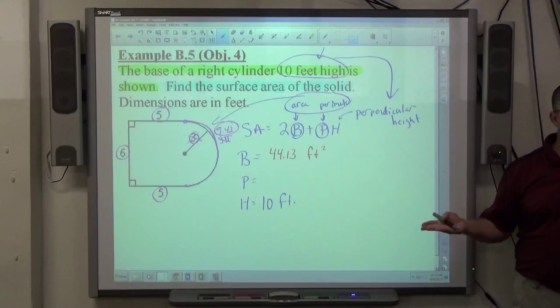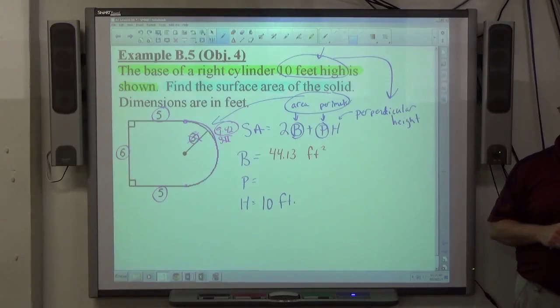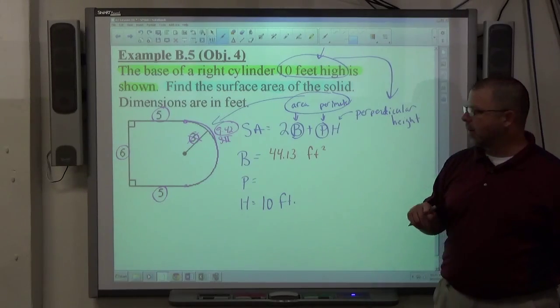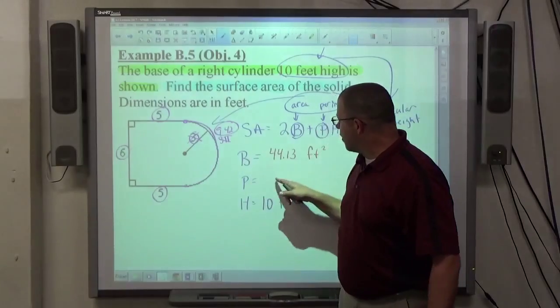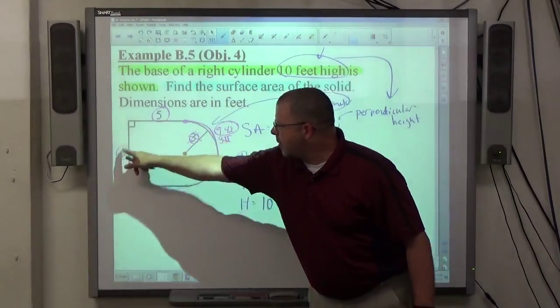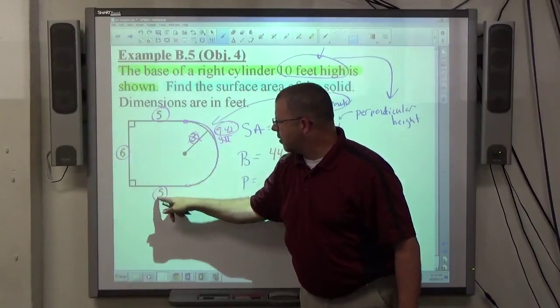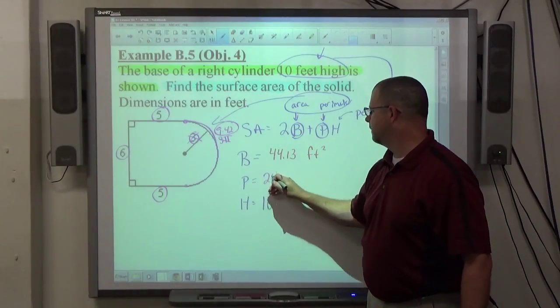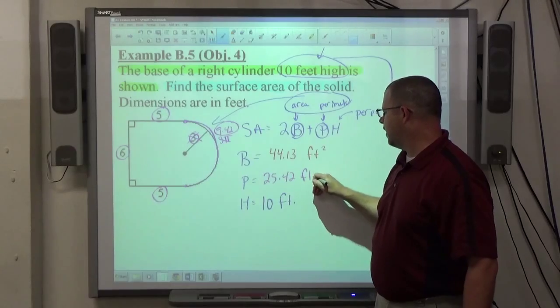Right? If you don't know what 3.14 times 3 is, do it by hand, do it with a calculator. If you do it enough, it just sticks in your brain like mine, and I just know what it is. All right? But again, perimeter of the base is the other thing we need to know. Add up all the sides. 5 plus 6 plus 5 is 16, plus 9.42 is 25.42. That's feet.